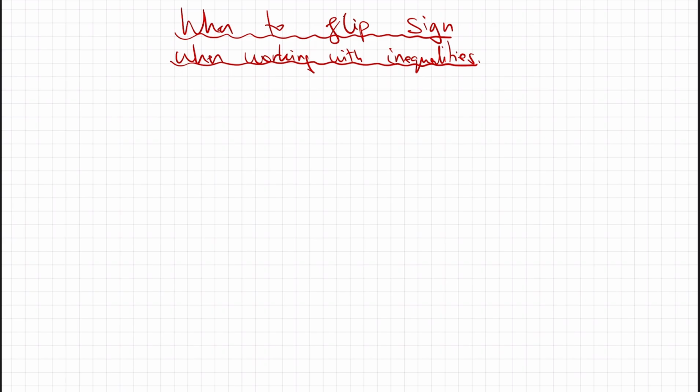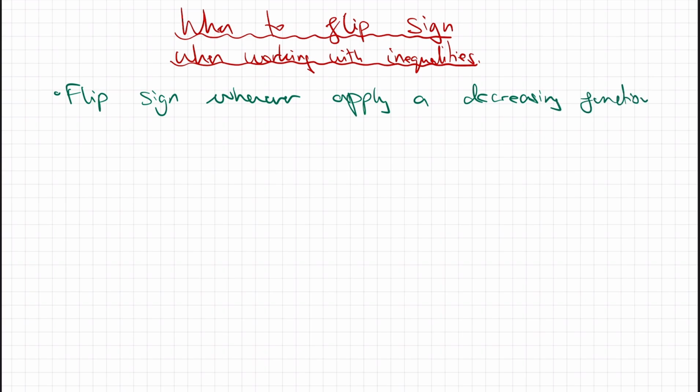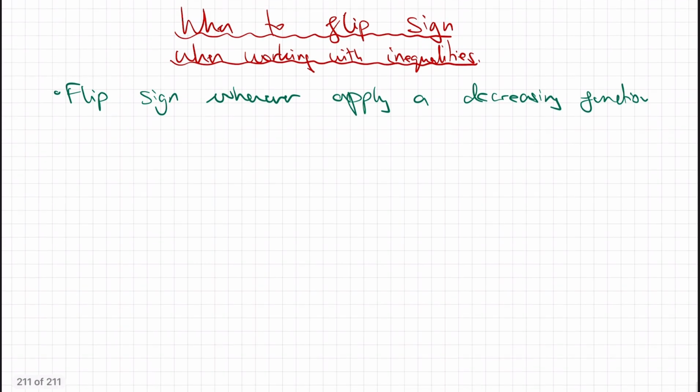When we flip the signs when working with inequalities. So the short answer is you flip the sign whenever you apply a decreasing function. And this doesn't actually have to be decreasing across its whole domain, but only the domain in which the inequality is valid. So let's have a look at an example.